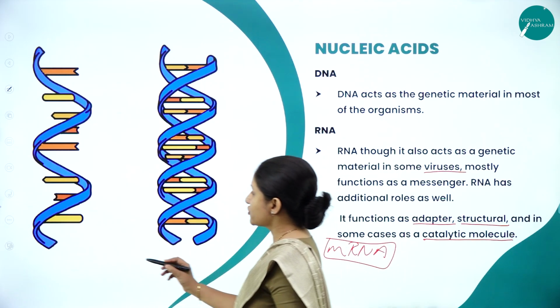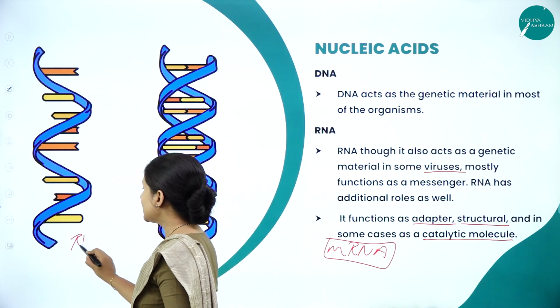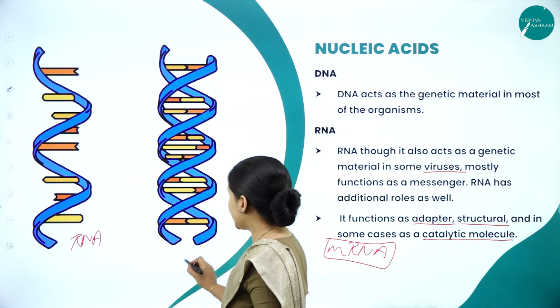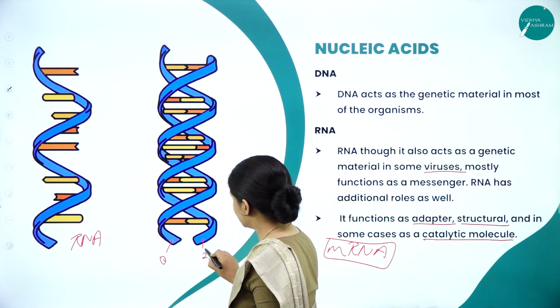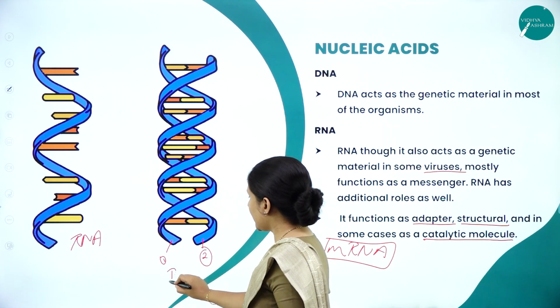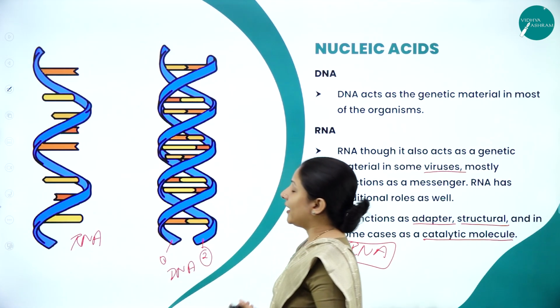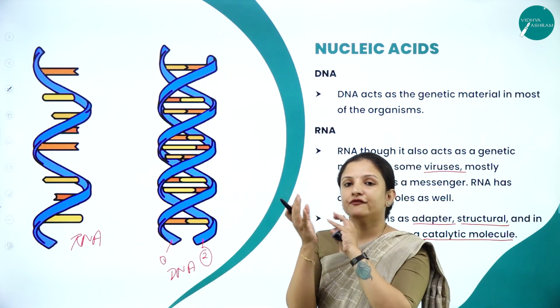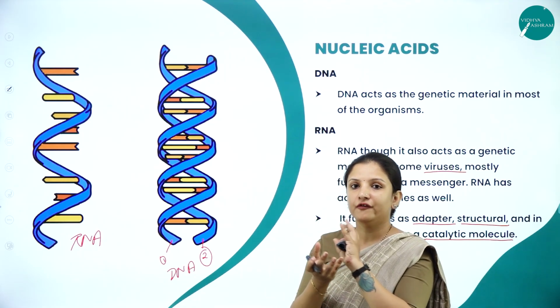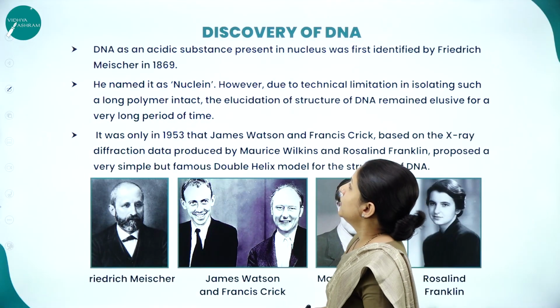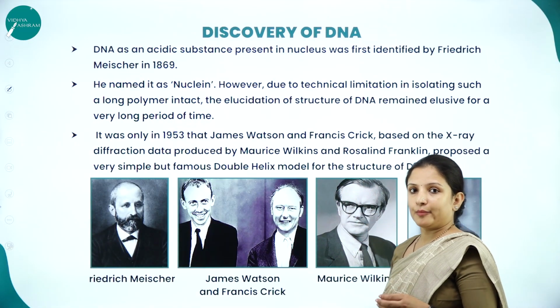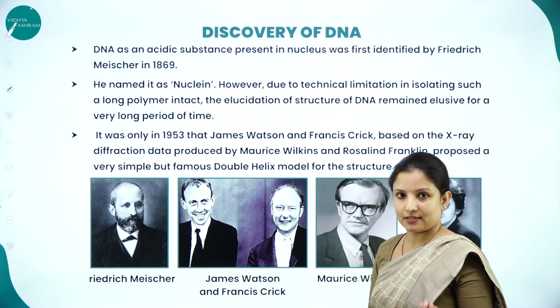RNA usually is single-stranded, whereas DNA is double-stranded. Can you see? They have two strands. This is one strand, this is the second strand. Therefore, the DNA is double-stranded. And that double strand is always in the form of a helix, that is, it is in the form of a ribbon or a coil. So, this is about RNA and DNA. Next, let's move on to learning about how the DNA was discovered.